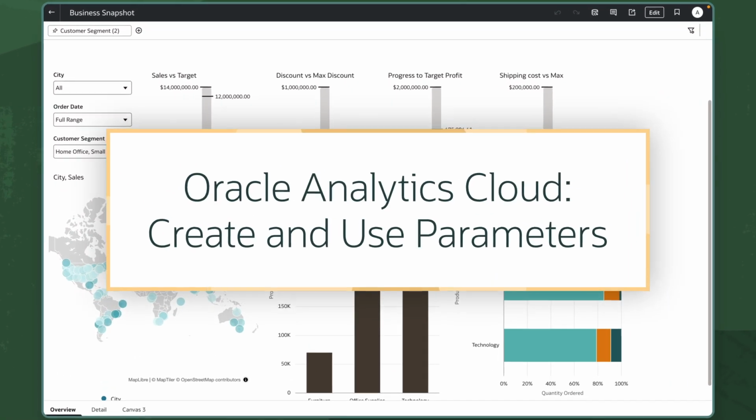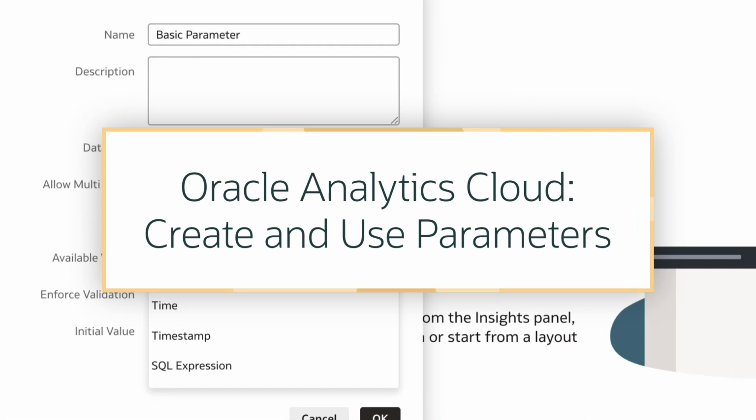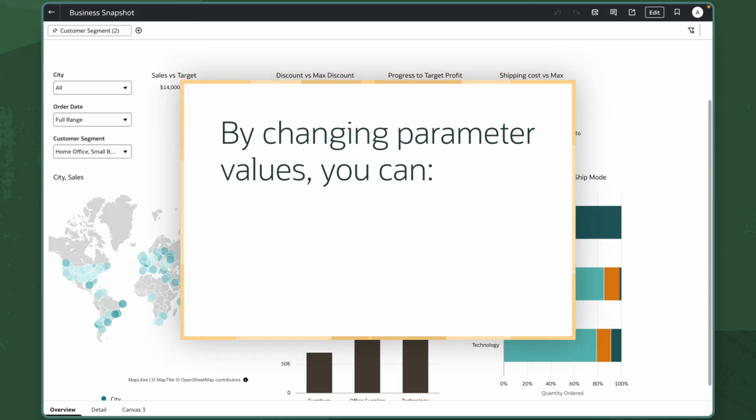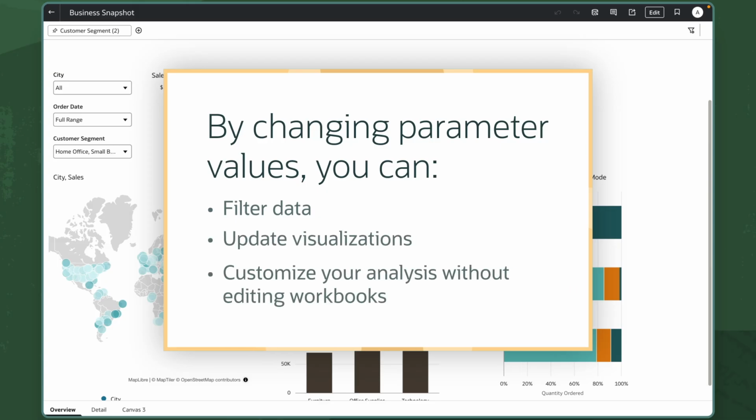In this tutorial, we'll learn how to create and use parameters in Oracle Analytics Cloud. A parameter functions as a user-defined variable that holds and manages a current value or values used in multiple places in a workbook. By changing parameter values, you can filter data, update visualizations, and customize your analysis without editing workbooks.